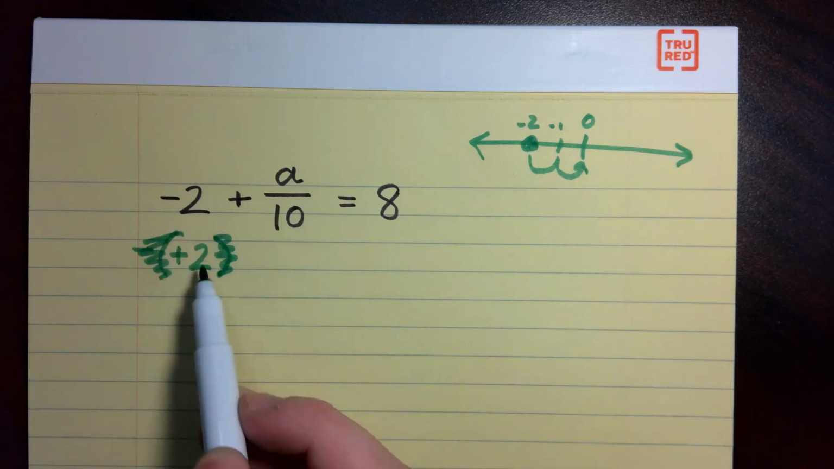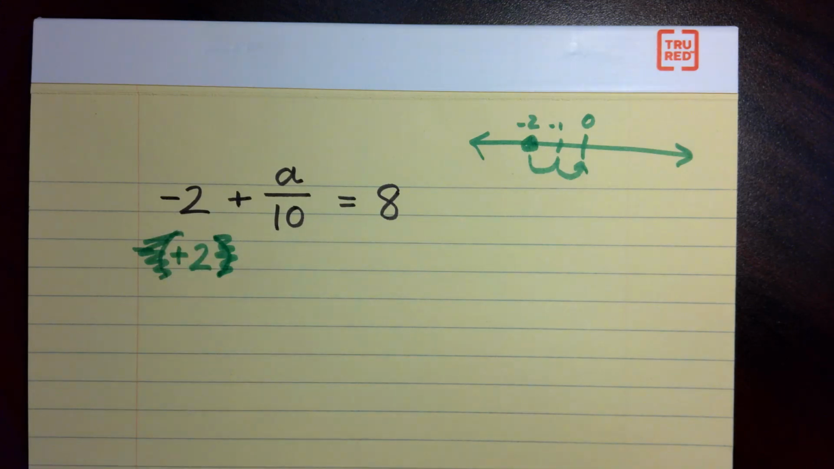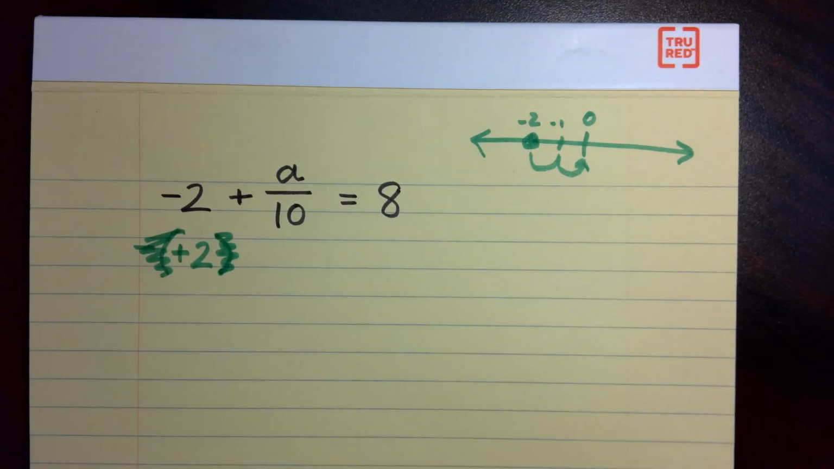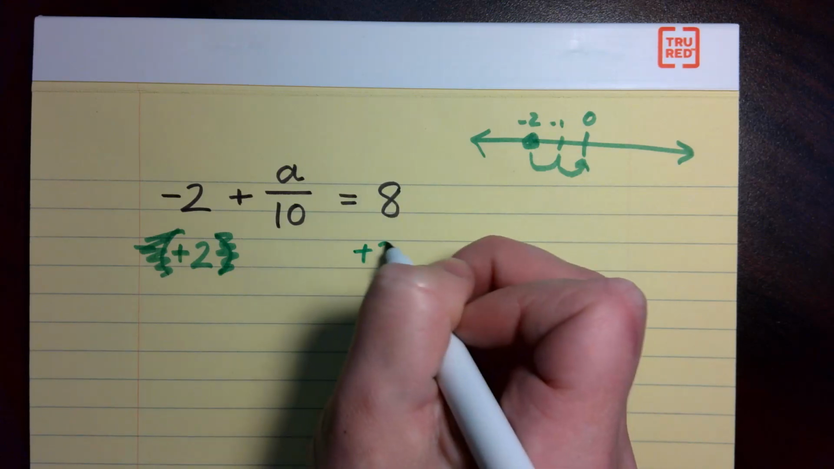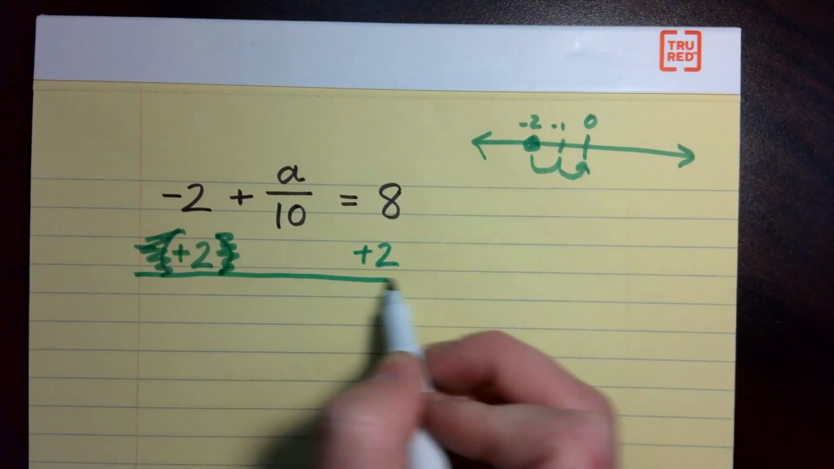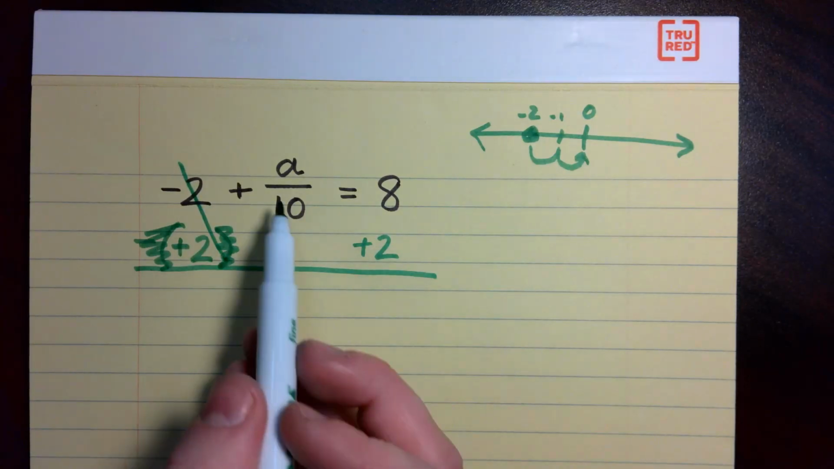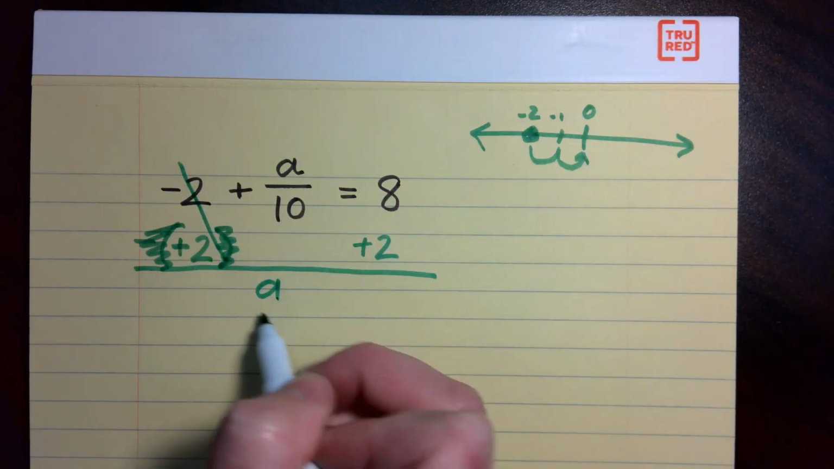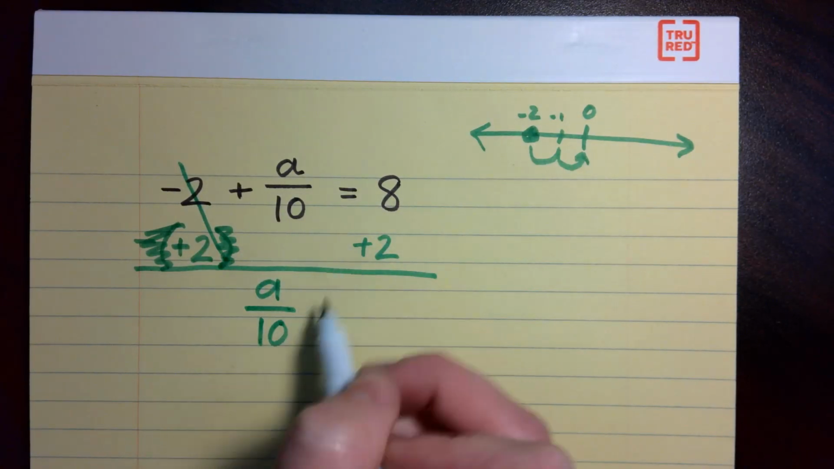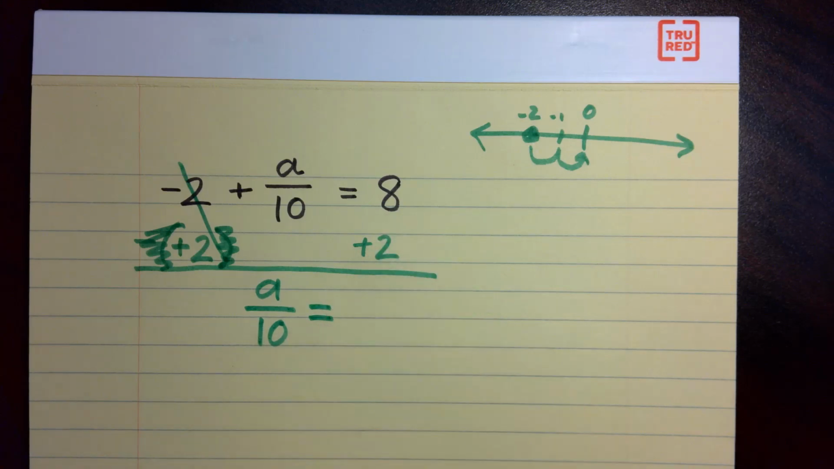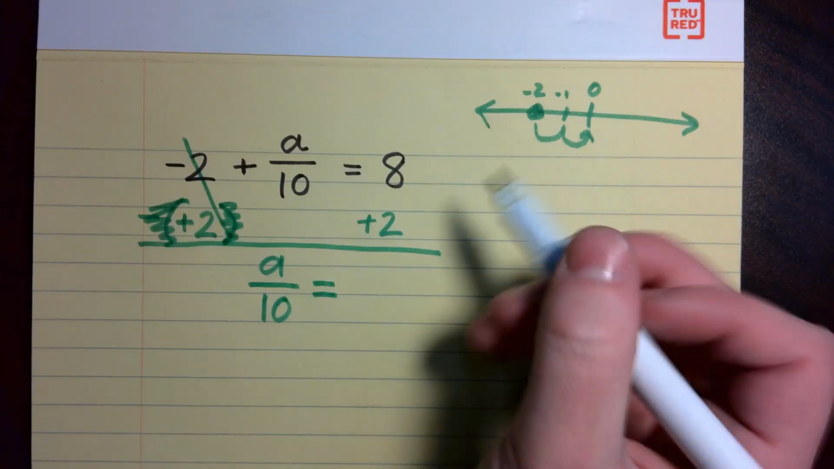So if I do plus 2 on this side, what do I do on the other side? Exactly. I'm going to just do the same thing to both sides. So my 2's are going to cancel. And on this side, I'm left with A divided by 10 equals, and what's 8 plus 2? 10.